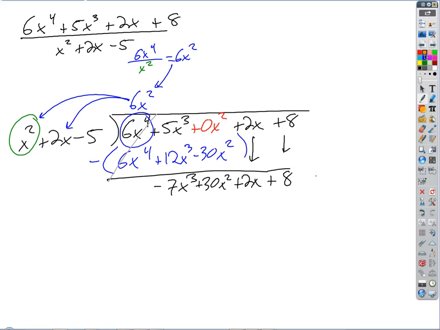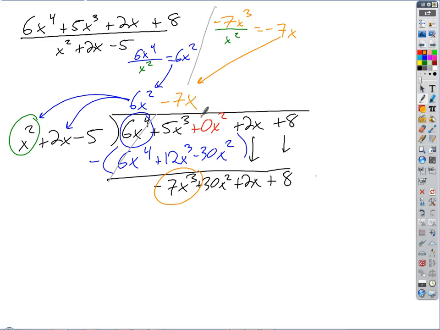Okay, well, let's find out. So I'll just go up here and make a little more room up here. And we'll do negative 7x cubed divided by x squared equals what? So negative 7 and x to what power? Yeah, the 1. Good, so negative 7x, right? X cubed over x squared would be x to the 3 minus 2. And so that's our next term.